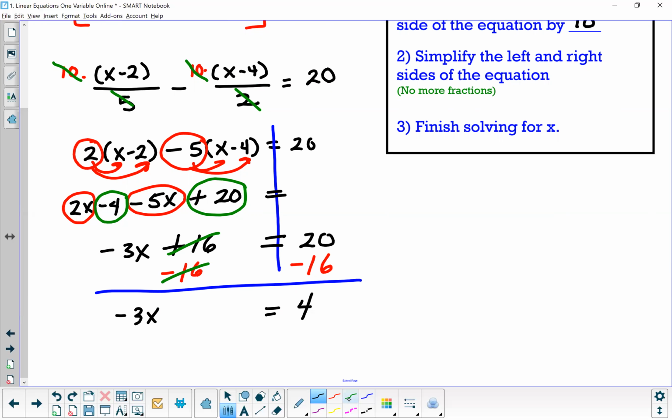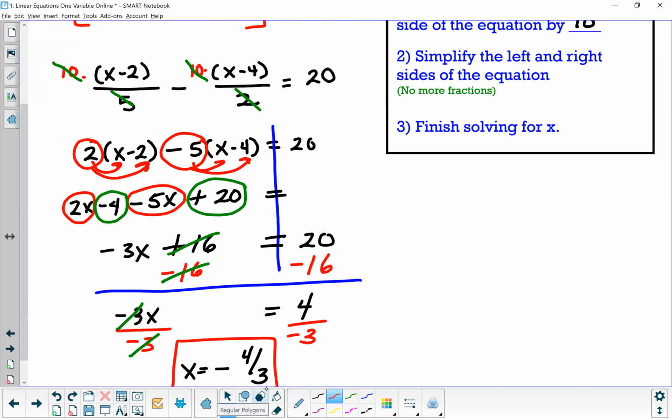Okay, ending with division. Divide both sides by negative 3. So on the left side, negative 3 divided by negative 3 is 1. So we have 1x equal to negative 4/3. Okay.